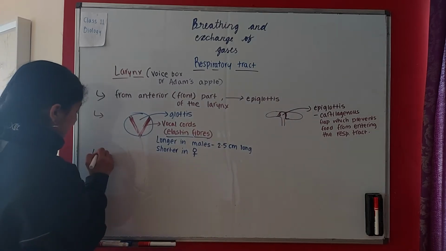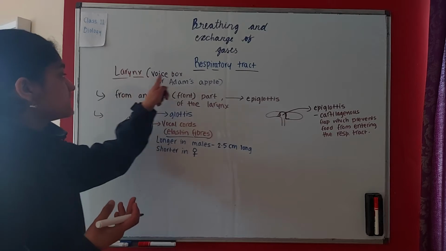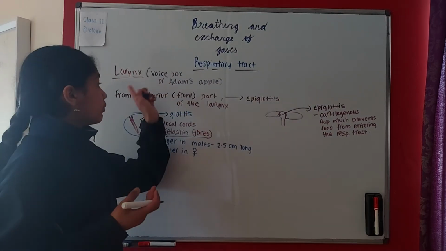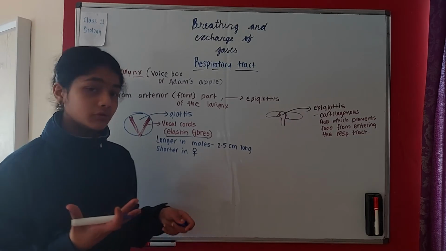Now let's understand the sound production. How is the sound produced? Here we have told that the larynx is called the voice box. Why is it called the voice box? Because this is a structure where the sound or our voice is produced.